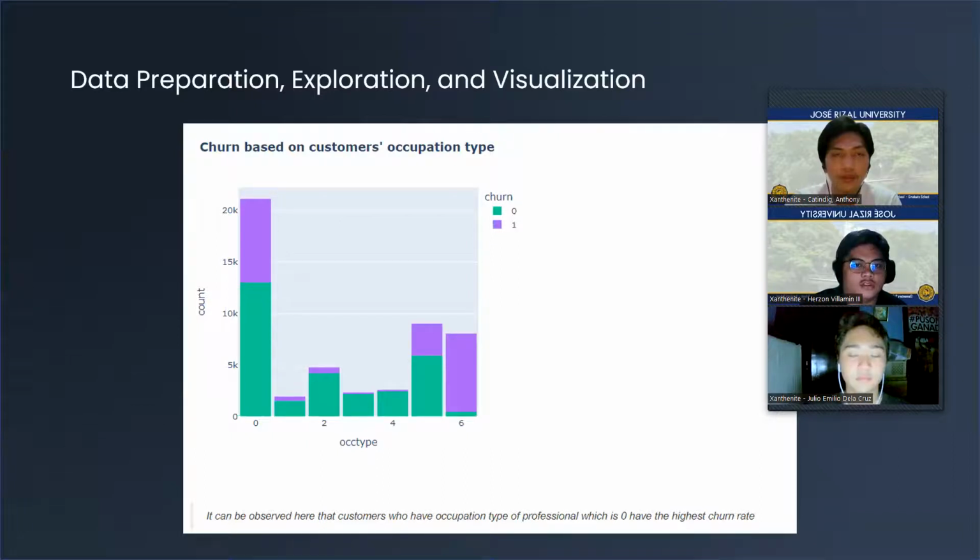Churn based on customers' occupation type. It can be observed here that customers who have an occupation type of professional, which is 0, have the highest churn rate.